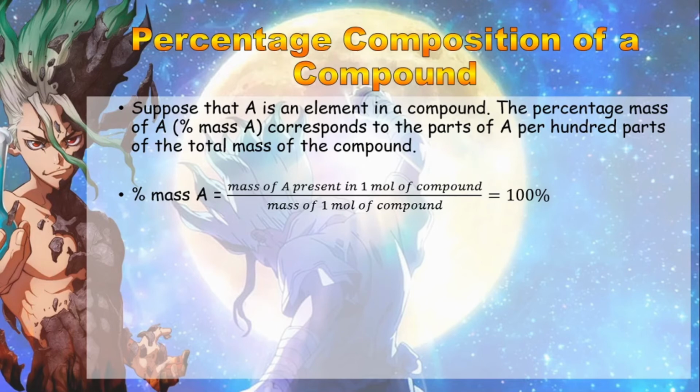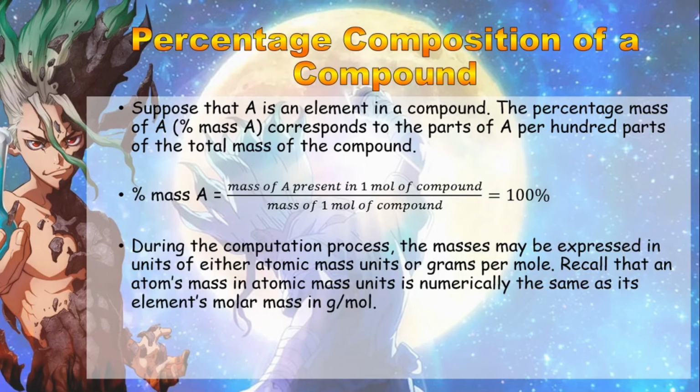If you're going to put that in an equation, percent mass A is equal to the mass of A present in 1 mole of compound divided by the mass of 1 mole of compound times 100%. During the computation, the masses may be expressed in units of either atomic mass units or grams per mole. Recall that an atom's mass in atomic mass units is numerically the same as its element's molar mass in grams per mole.